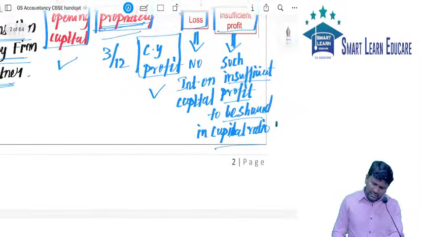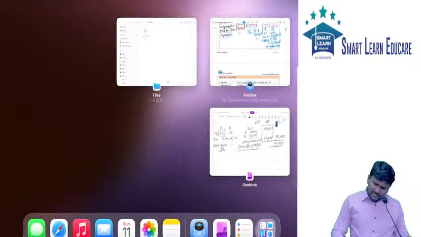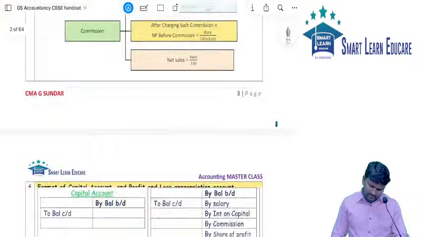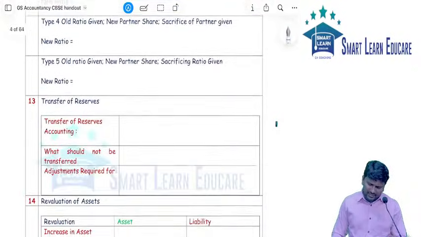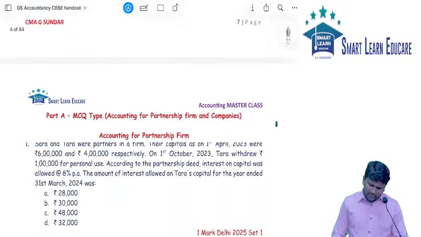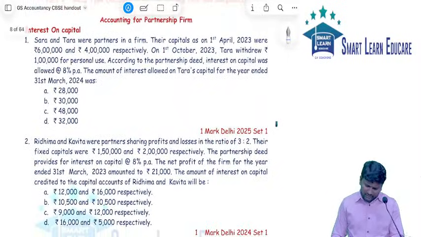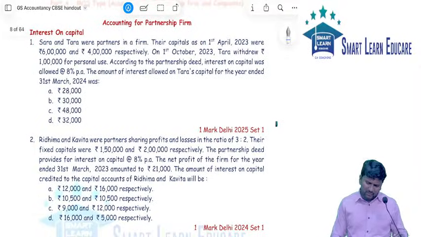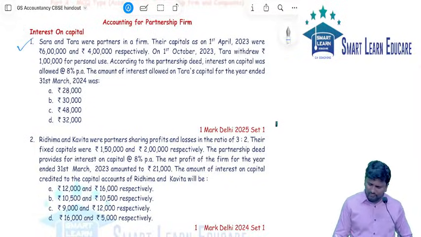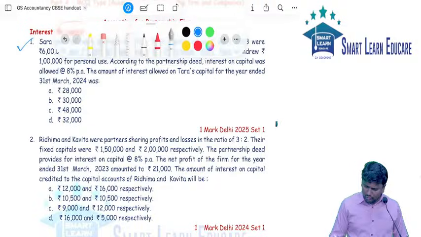Okay, proceeding further. Now based on this, we will do some questions. First, we will do some questions related to interest on capital. Take the first question, the first one related to interest on capital. This is an exam question. This question was asked in the 2025 exam.